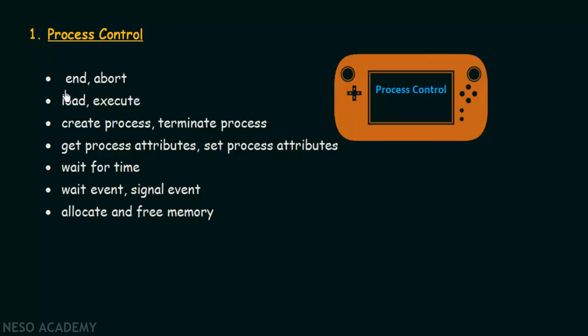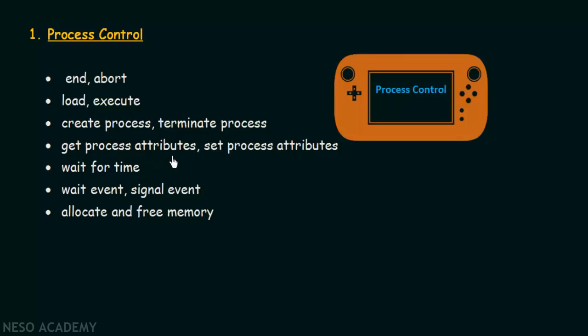So here are some examples. We have end or abort. By end, we mean ending the process in a normal way when it completes its execution, and by abort, we mean halting the process when it encounters an error. Then we have load and execute. By load, we mean loading a process, and execute means executing a process. Then we have create process and terminate process. For creating or terminating a process, we need system calls, and they all fall under this category of process control system calls.